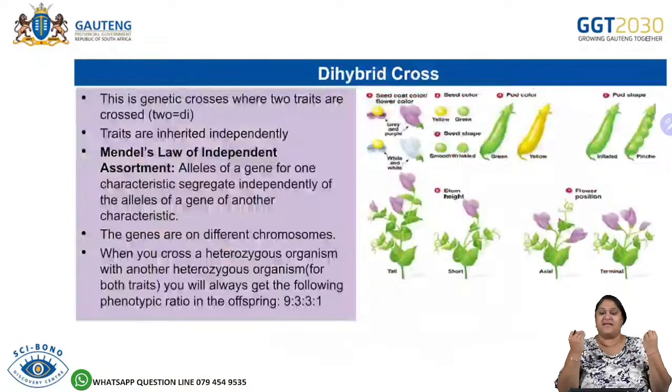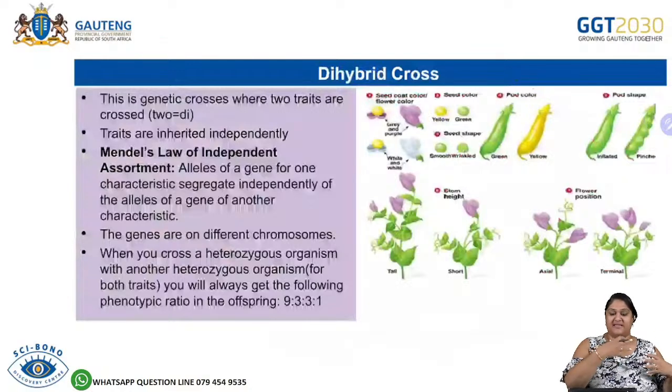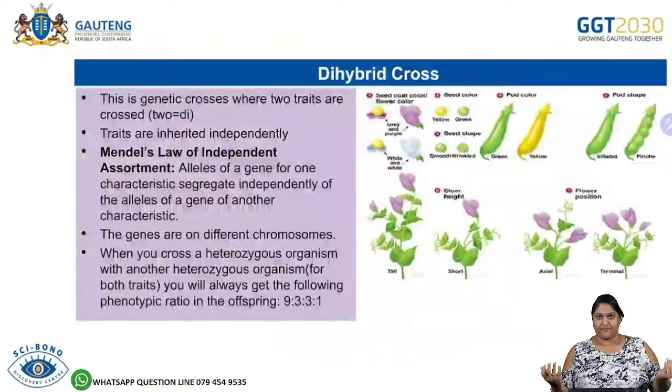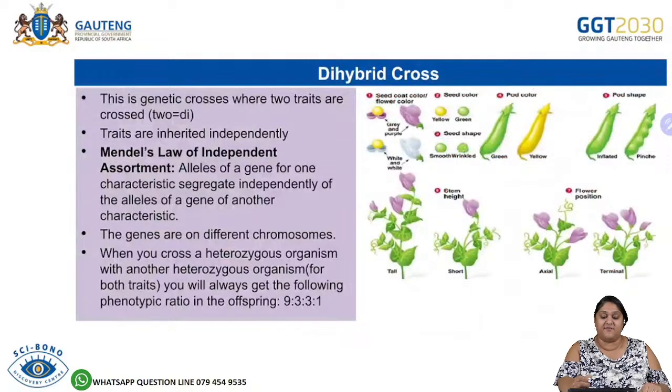So here we are looking at two traits. For example, we're going to look at the seed color plus the pod color. Okay? Those are two traits. Then the next thing I need you to know is Mendel's law of independent assortment. These are when the alleles of a gene for one characteristic segregate independently of the alleles of the gene of another characteristic. Okay. Right, then we've got pedigree diagrams.